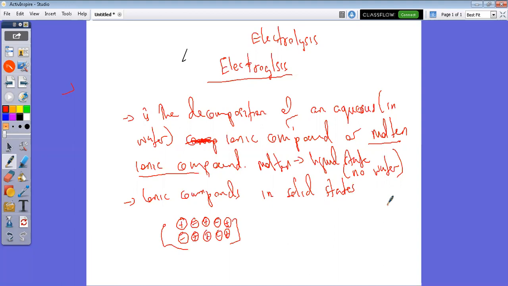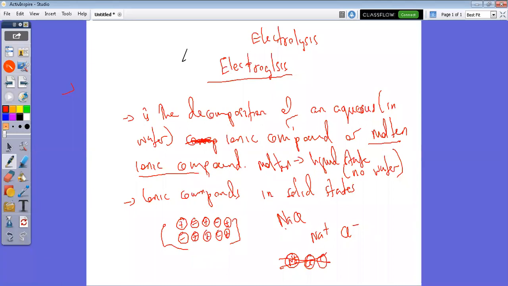So if we do that now, the positive and negative ions can freely move. Clear? For example, your salt, sodium chloride, is made up of the sodium positive and the chlorine negative. It will be difficult to draw, but this is negative, this is positive, and so on, and they are closely packed. So now when you heat it, they can freely move and conduct electricity.